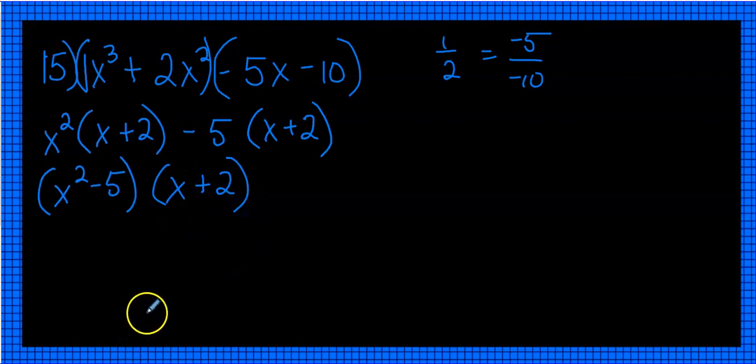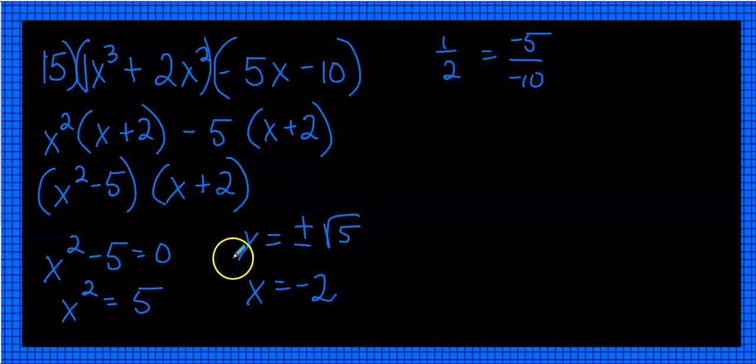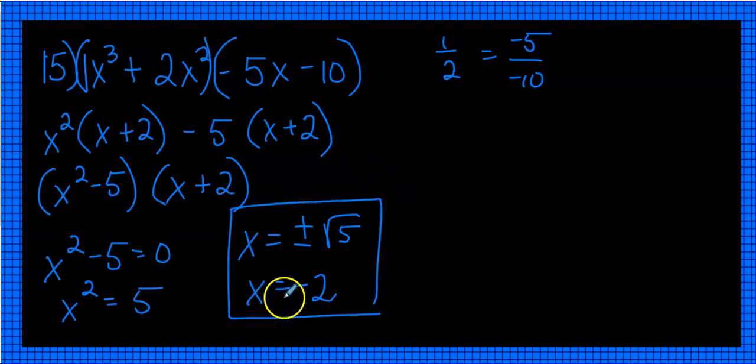I'm asked to find all the zeros, so that means I have to set this up equal to 0. x squared minus 5 equals 0. x squared equals 5. So that means x is going to equal positive or negative square root of 5. And I can leave it like that. So positive root 5, negative root 5. That's 2 of my roots. The other one is going to be x equals -2, because when I set this up equal to 0 and solve for x, I get -2. So those are my 3 roots.